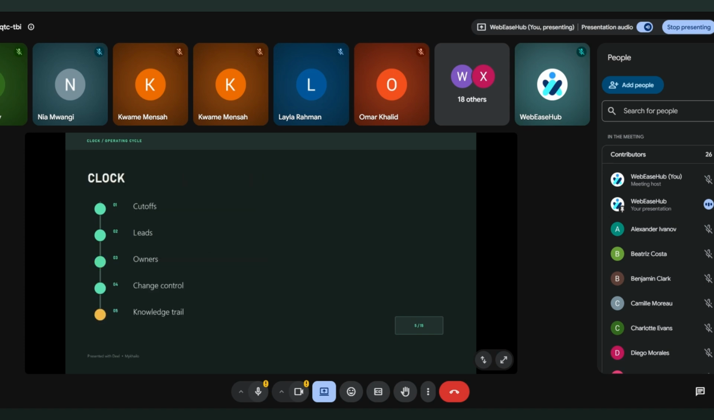C is for cutoffs. A cutoff is not merely a due date. It is the latest point at which an input can be received, reviewed, approved, and processed without creating an unplanned exception. A good cutoff is operationally meaningful. It tells people what is still possible and what is no longer routine. L is for leads. Lead time is the time required before the cutoff to complete work safely. This includes collecting information, validating it, resolving questions, obtaining approvals, and communicating outcomes. Most teams underestimate lead time because they count only the final action, not the coordination required before it.